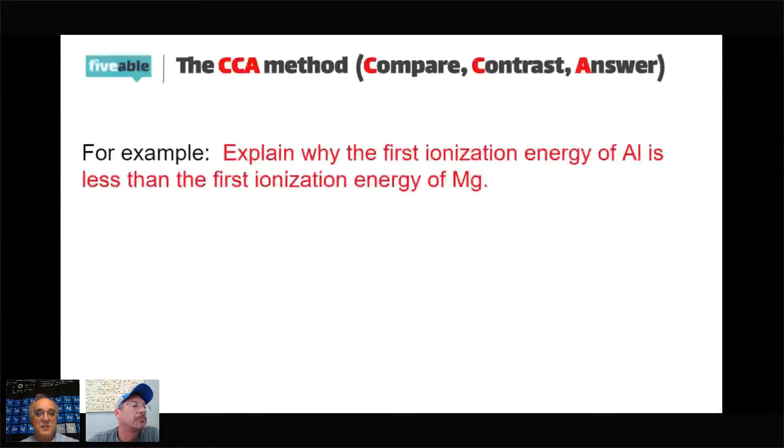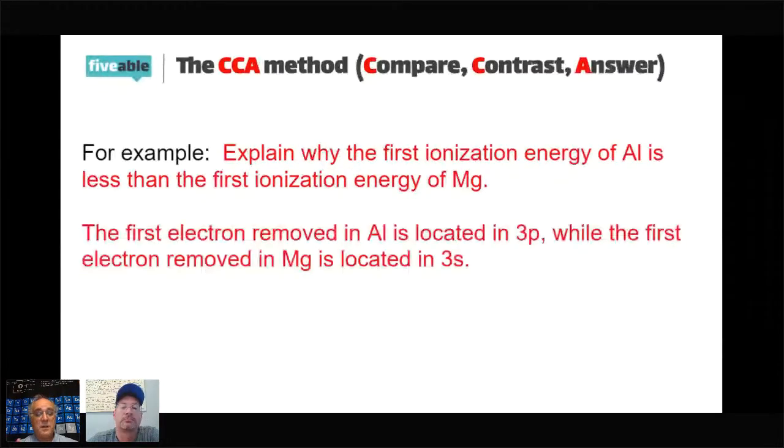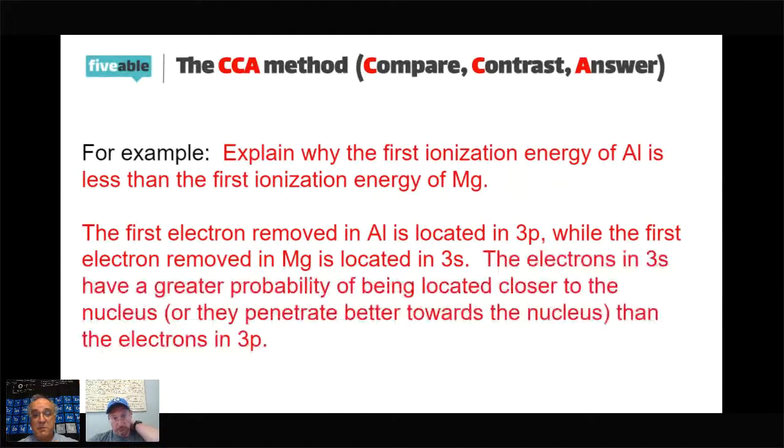So explain why the first ionization energy of aluminum is less than the first ionization energy of magnesium. When you're doing ionization energy, the first thing that you should do is draw your orbital diagrams, because you need to talk about removing electrons. So the first electron removed in aluminum is located in 3p. The first electron removed in magnesium is located in 3s. That's my comparison. Now I'm going to use the contrast. The 3s electrons penetrate closer towards the nucleus, or they have a greater probability of being located closer to the nucleus than the electrons in 3p. And I'm going to use that contrast to answer my question.